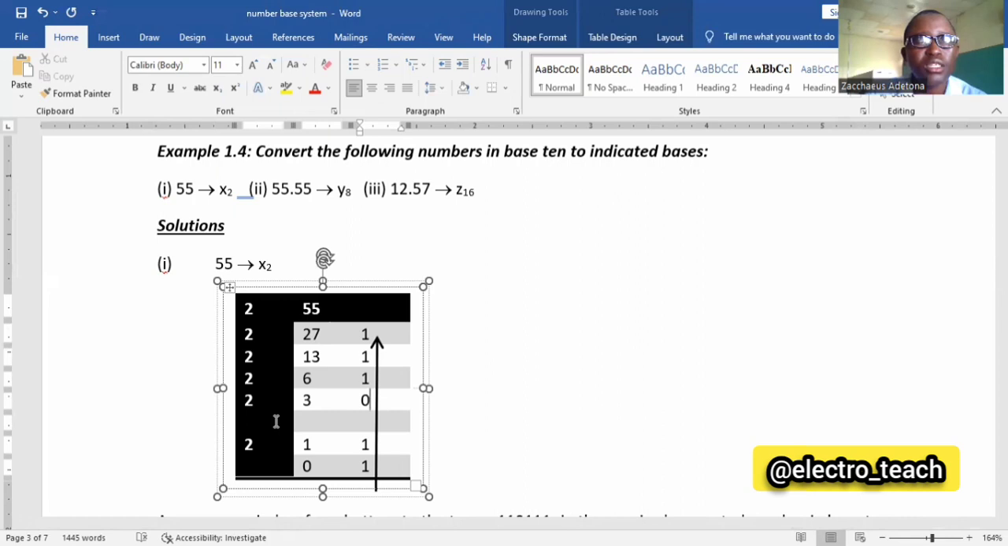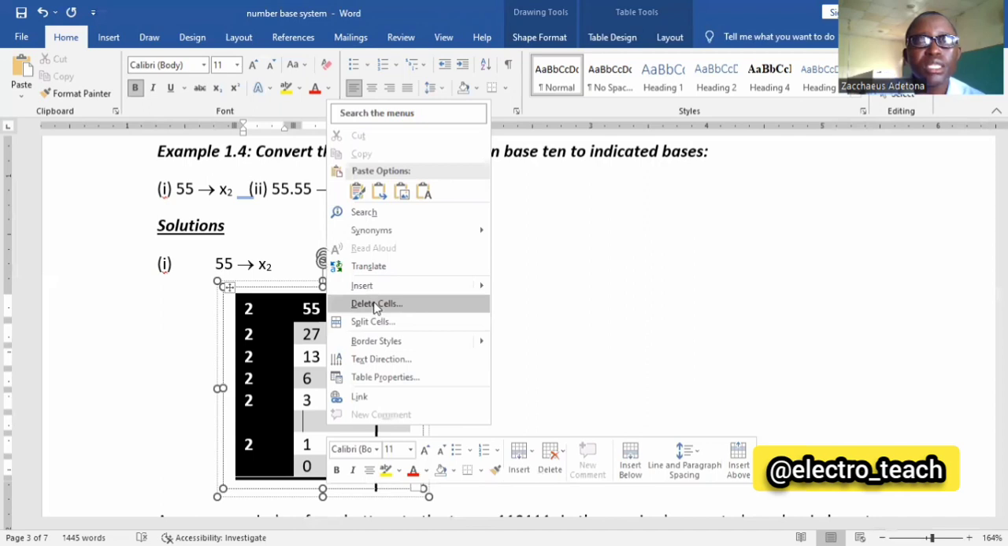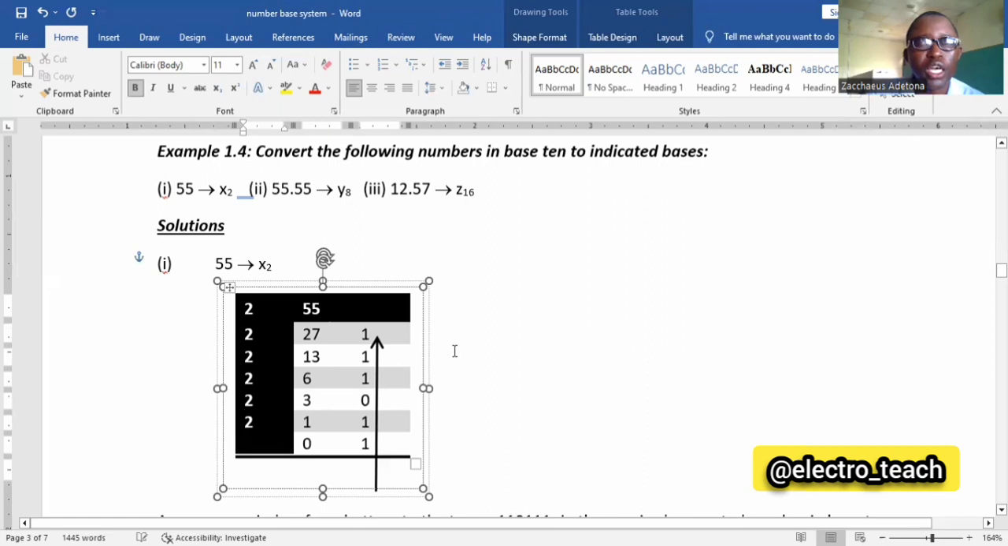The next one will be 3 divided by 2, and the answer will be 1 and the remainder will also be 1. So here we can actually delete this unnecessary row. It's causing a confusion here. So this is how it is.